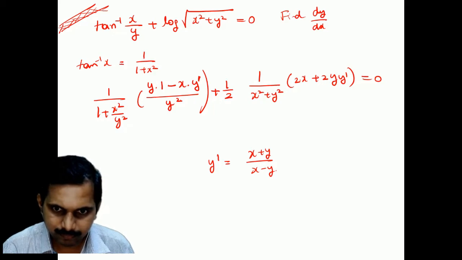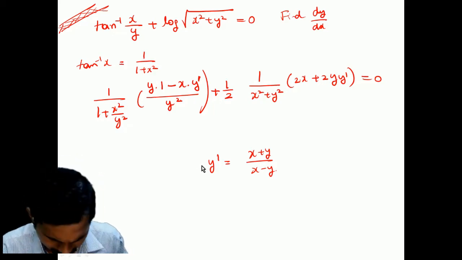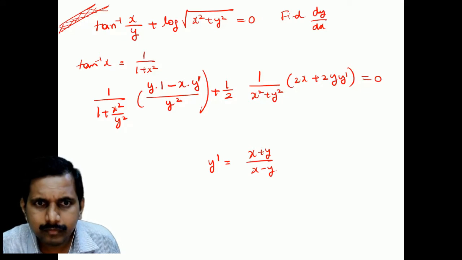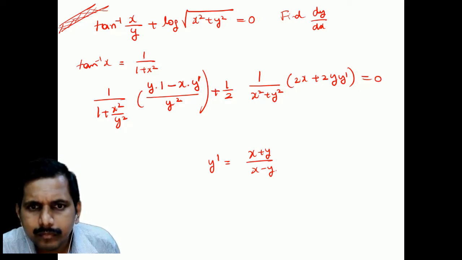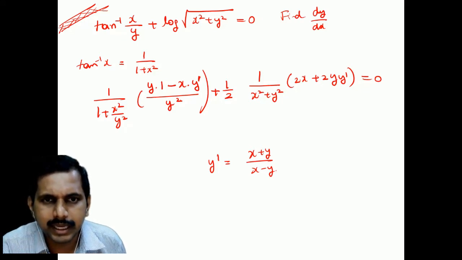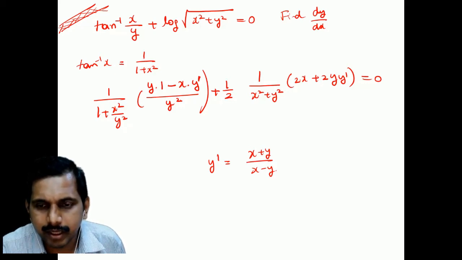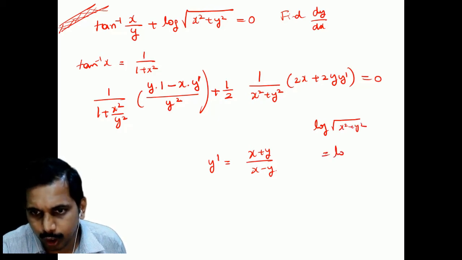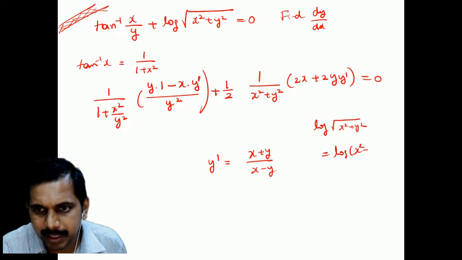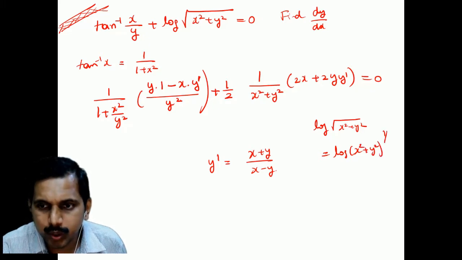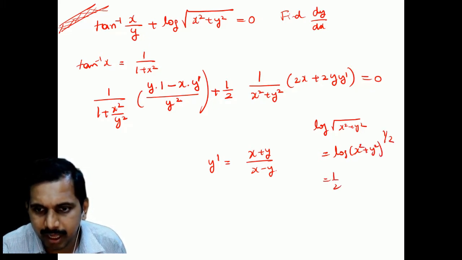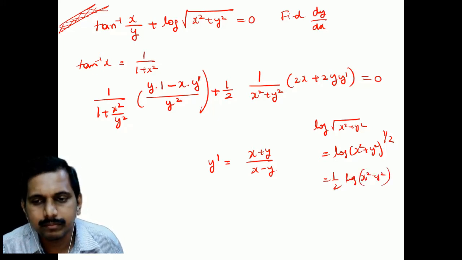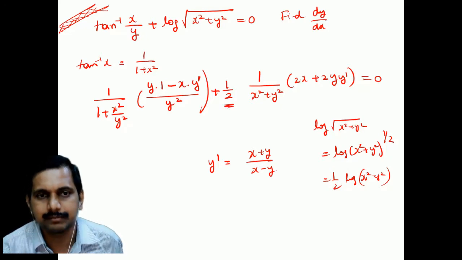Excuse me, sir. Sorry for the stop. But in the log root x square plus y square part, before applying the chain rule, that 1 by root x square plus y square should be there, right? Exactly. No. Here, when you have log of root of x square plus y square, it is log of (x square plus y square) raised to half. This can be half into log of x square plus y square, correct? So that half I have taken it here. It's a bit of a gimmick.